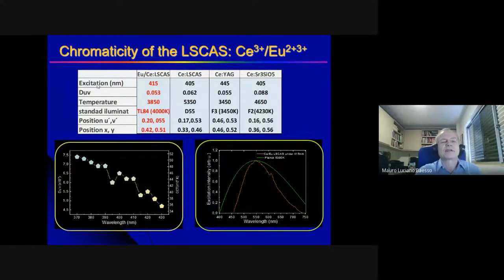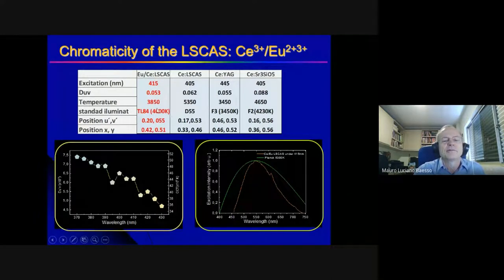So for the parameters, for example, you compare your glass, with just cerium, cerium and europium, and with the cerium strontium crystal. You see the excitation using LEDs at similar wavelengths, with a little bit of difference here. And then you can see the Duv parameter. This parameter should be as low as possible, close to zero. So it's quite similar. And then the color temperature.